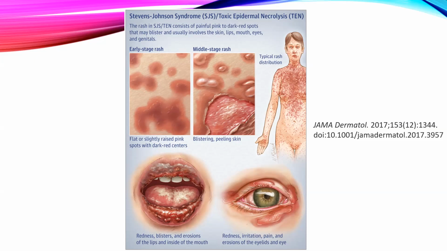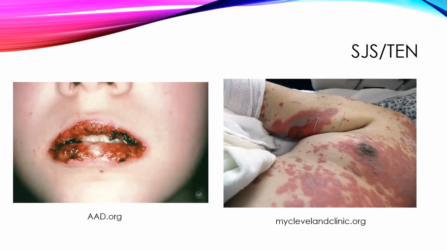On the mucosa, you're going to see redness, blisters, and erosions on the lips and the inside of the mouth. And then you're also going to see redness, irritation, and pain, and erosions of the eyelids and the eye. It can also affect the mucosa of the genitalia, making it very painful for these patients to go to the restroom. So on the left of the screen, we have a patient with Stevens-Johnson syndrome with severe erosions of the oral mucosa and the lips. And on the right, we have a patient with those atypical targetoid lesions with dusky centers. And then you can see how it's already progressing to that sloughing of the skin as well as blistering.